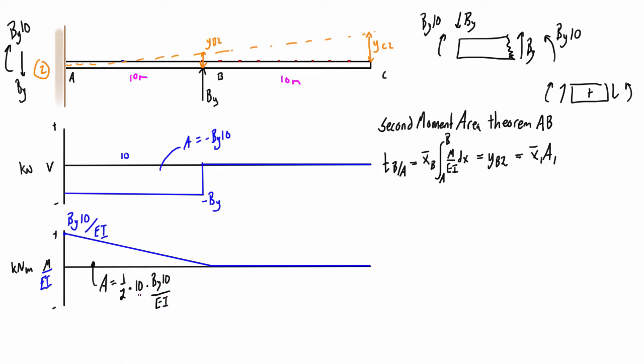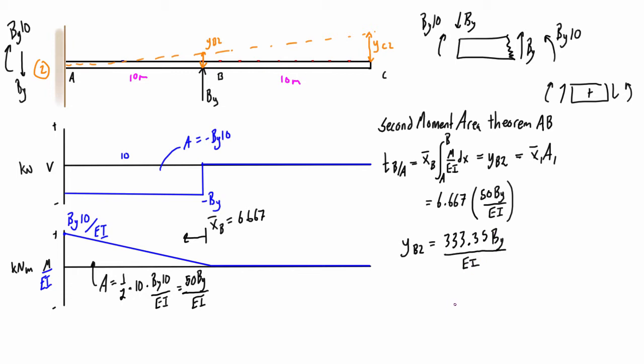So when we multiply these two together, we basically get By times 100 over 2, so By times 50 over EI. And then the distance from point B over to the centroid of this shape, let's call that x bar B. That's going to be 2/3 of the length of this triangle, and 2/3 of 10 is 6.667. So we can plug those in, and we find that yB2 is equal to 333.3 By over EI. Alright, now let's do the second moment area theorem again, but from the interval AC.